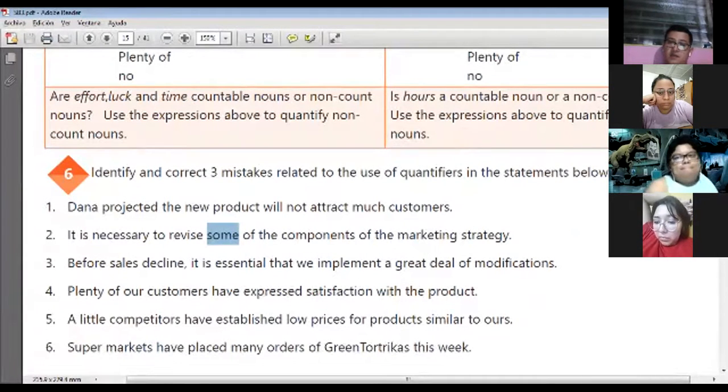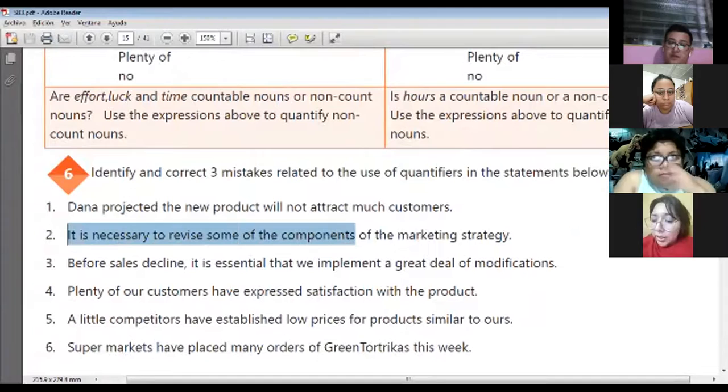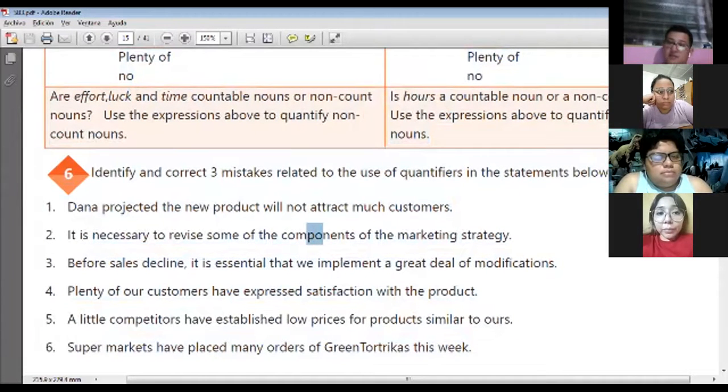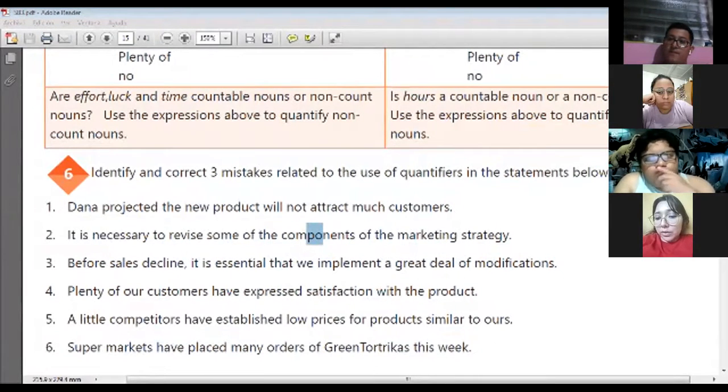Okay. What is the noun that we are talking about here? In this sentence, where is the noun or the nouns? No, the noun. Components. Components of the marketing strategy. So the stress is... Okay. Do you think it's good? Okay, hold on. Do it again. Okay, so Josue, components. Yes, that's the noun.